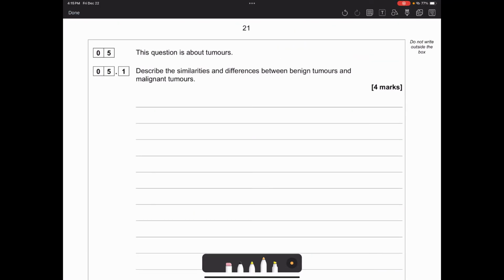Okay, so question number 5 then. This question is about tumours. Describe the similarities and the differences between benign tumours and malignant tumours. So 4 marks here, similarities and differences. Therefore, I can assume there's 2 marks discussing the similarities, 2 marks by talking about the differences. So I would give it a little subheading and say similarities. What do I know of the similarities between these 2 different types of tumours? Well, you can think about how tumours are made, or what are the causes of them.